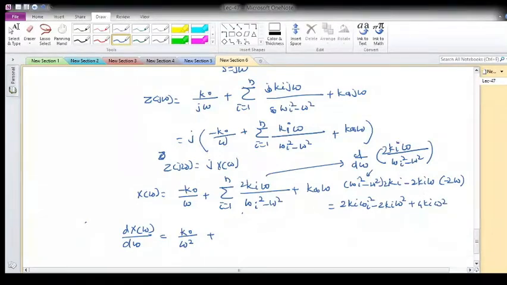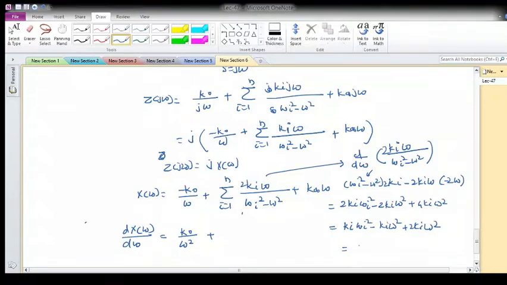Okay, and if I will not write 2, then what would have happened? By both ways we will see, it will be ki omega I square minus ki omega square, and this will be plus 2 ki omega square. Okay, so this will be what now? It will be 2 ki omega square and 2 ki omega square, so it will be ki omega square.